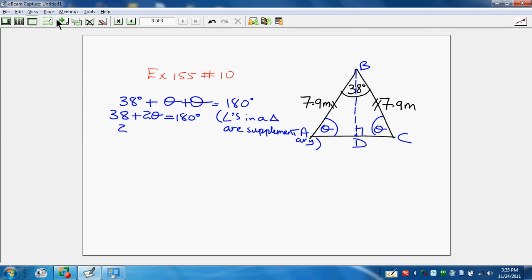So therefore 2 theta will be equal to 180 degrees minus 38 degrees, and therefore theta will be equal to 180 degrees minus 38 degrees divided by 2. When you evaluate that, you should get 71 degrees. Okay, so theta would be equal to 71 degrees.